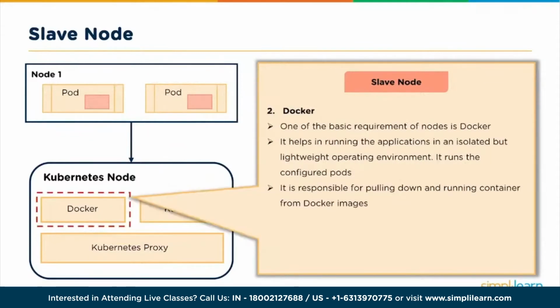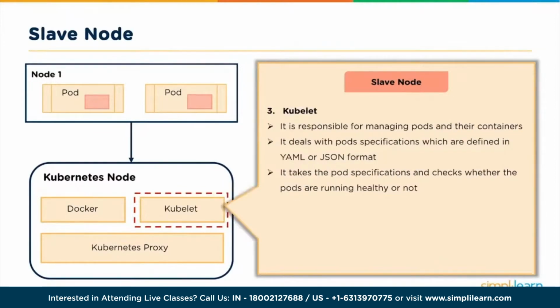So the Docker is the actual container itself, and this is going to run your application. The instructions here are to pull down the correct container from the Docker images that you have within your library. The kubelet is going to manage your containers, and your container instructions that will be deployed to the kubelet are going to be written in either YAML or JSON format.